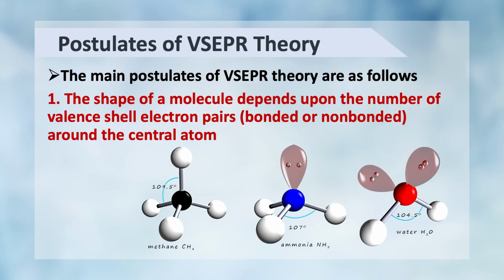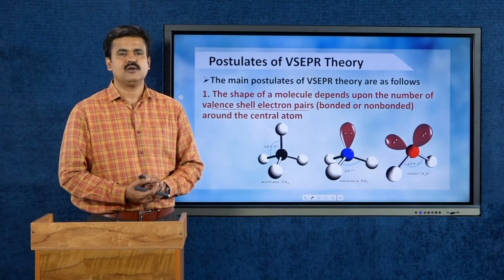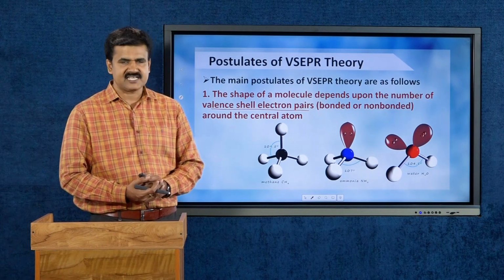These are some molecules with which we can illustrate the VSEPR theory. The first molecule is methane. Here you can see only 4 bond pairs. These 4 bond pairs are situated at an angle of 109.5 degrees.